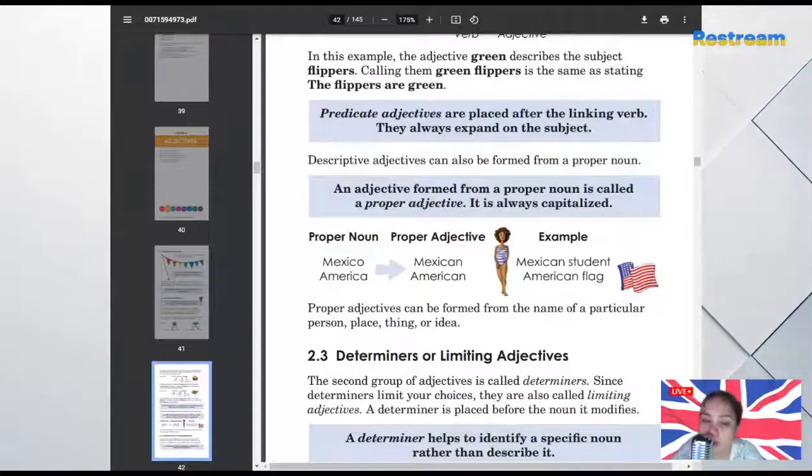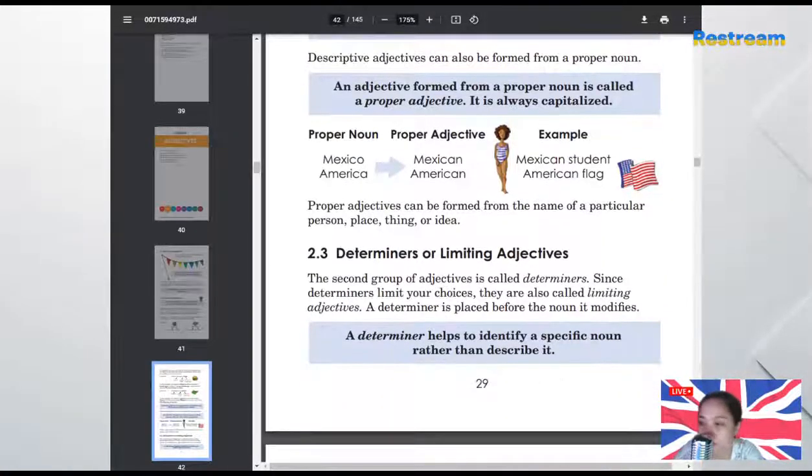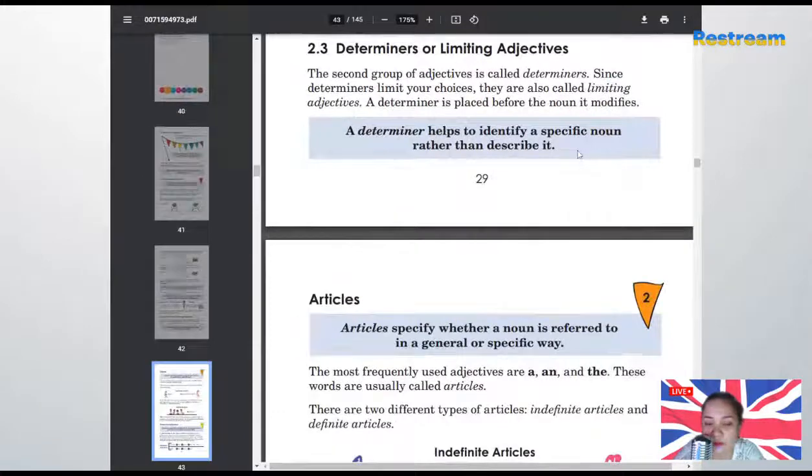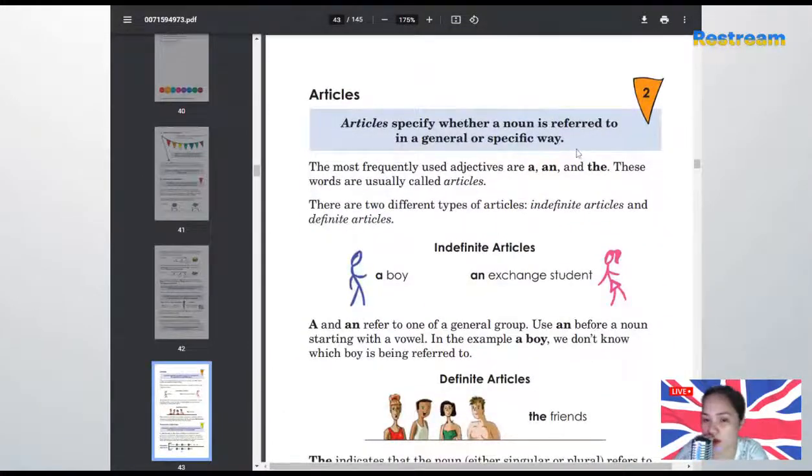So for the next one, we are in the third page already. Wow, that's very fast though.